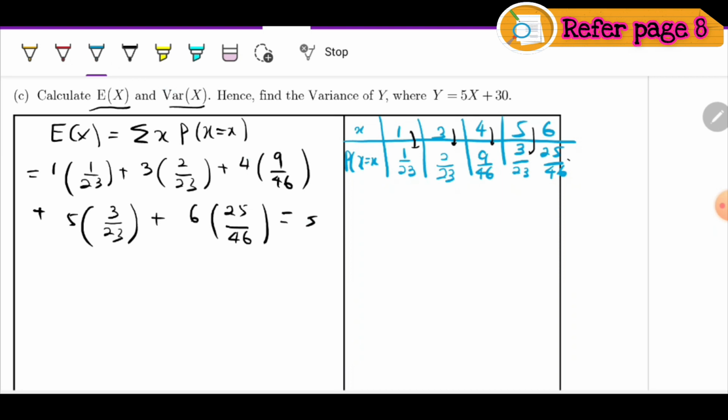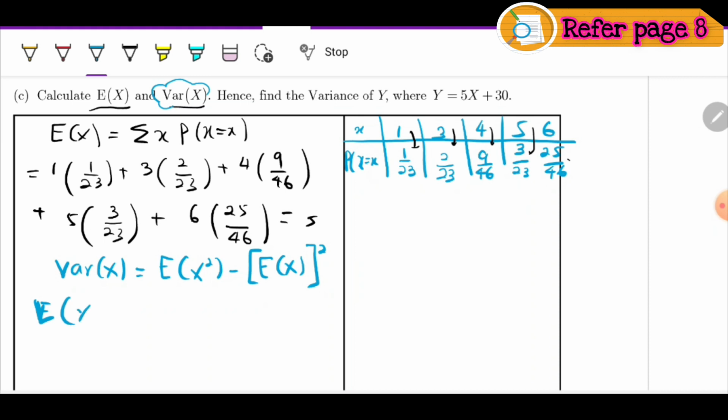Okay. The next question is find the variance of x. What is the formula for variance? So the formula for variance is E(x square) minus mean square. Firstly, you must find expectation of x square first. So expectation of x means x times the probability. Expectation of x square means x square times the probability.